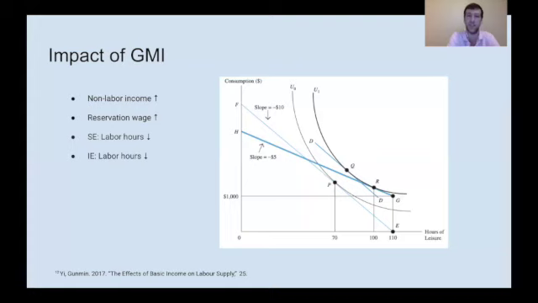For higher income workers who really don't end up receiving the GMI after they work enough, this policy really doesn't apply to them, and they're still going to work. The GMI is essentially taxing workers who continue to work after qualifying for it because the wage rate is lower than before after that tax is implemented.